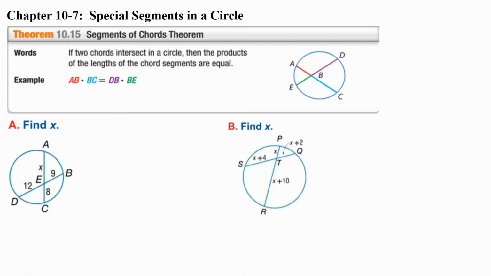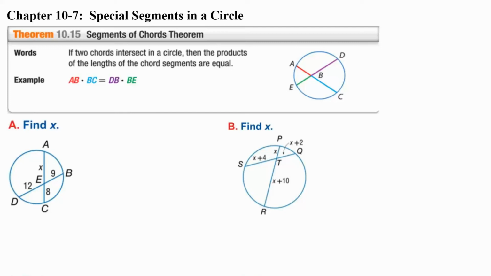If two secants or two chords intersect inside of a circle, then the products of the lengths of the chord segments are equal. In other words, in this picture, AB times BC would equal EB times BD.